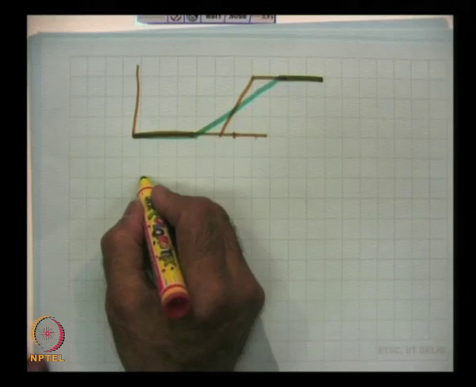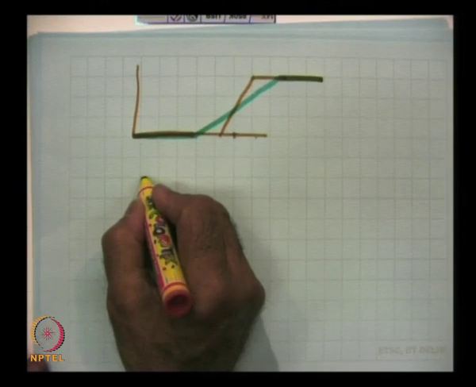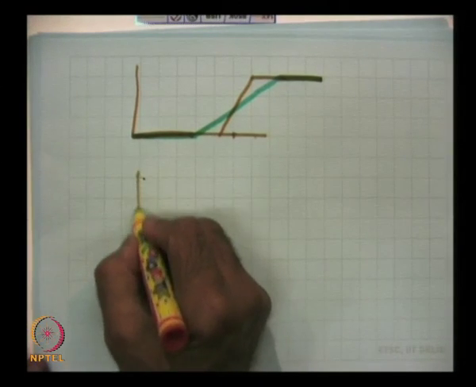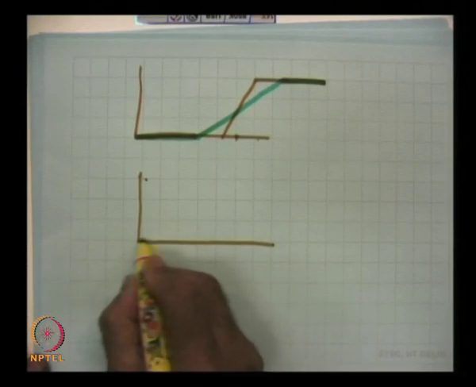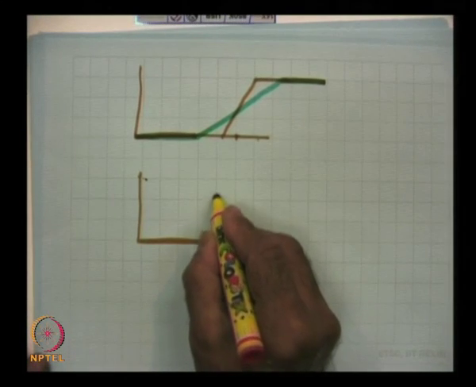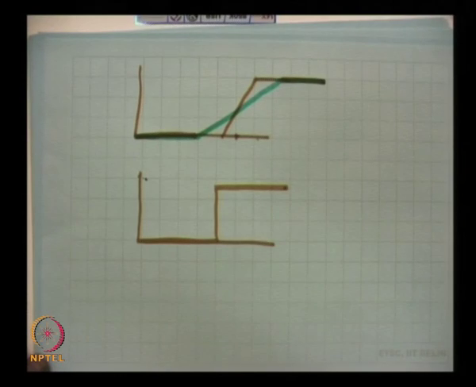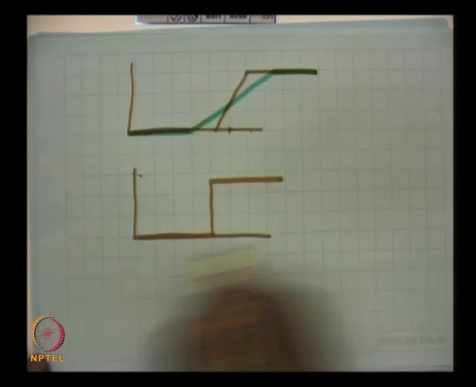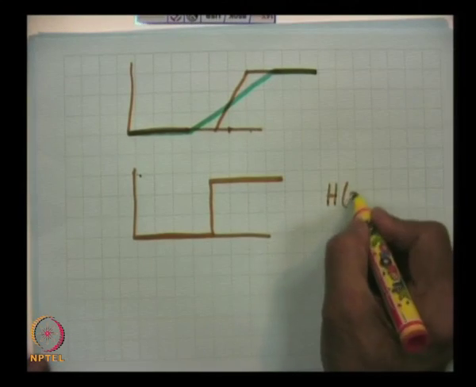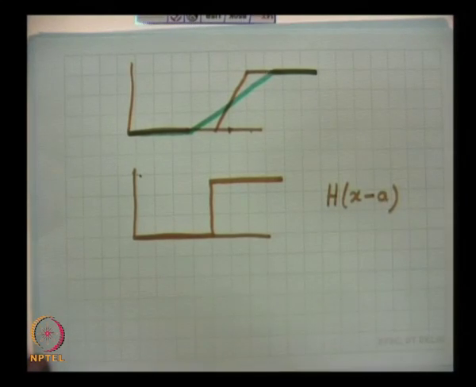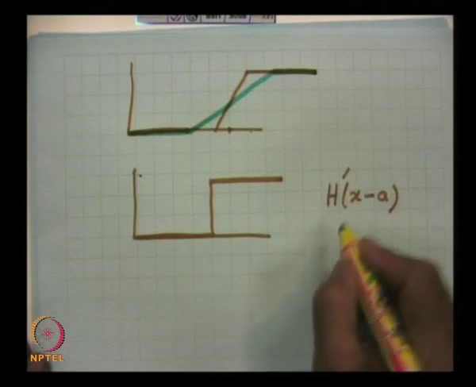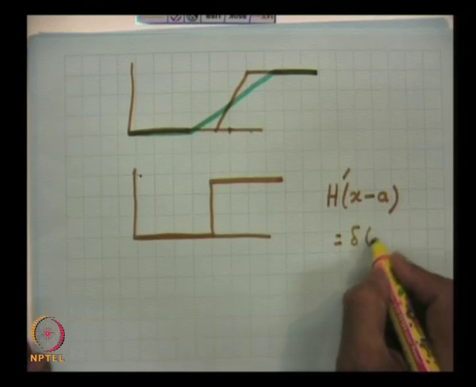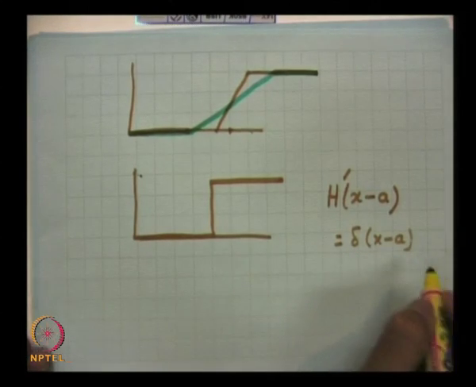In the limit of sigma tending to 0, you will have the Heaviside unit step function like this. This is known as the Heaviside unit step function, and it is described as h of x minus a. The derivative of the unit step function is a Dirac delta function. So, h prime of x minus a is equal to delta of x minus a.